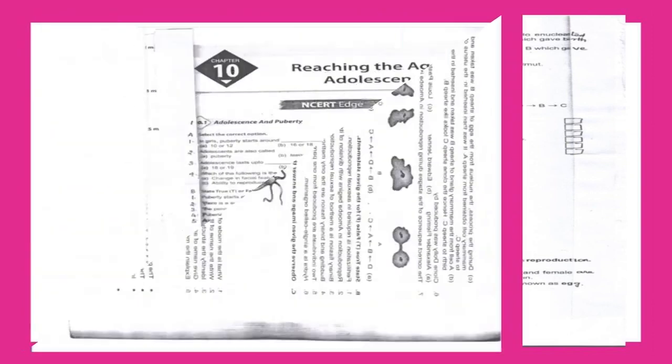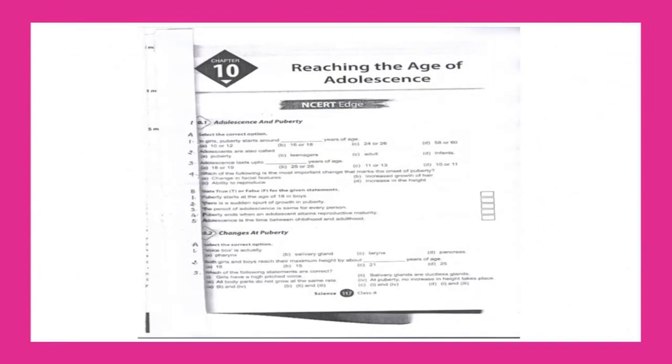Right. The next one, reaching the age of adolescence. What does adolescence mean? It is a stage when people attain maturity. It is also called puberty. Normally that maturity is reached between the ages of 13 to 19 years. 13, 14, 15, 16, 17, 18, 19, not all of them end in teen.